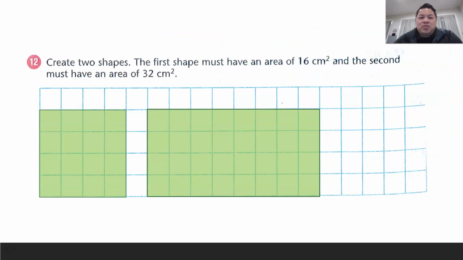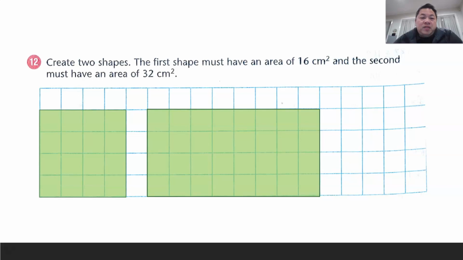Next one, you're supposed to create two shapes that have an area of 16 cm square and 32 cm square. So I have done it this way. A 4 by 4 is also a square, and a square is actually also a rectangle, isn't it? So it's a very special rectangle. And then I have also created a 4 by 8 rectangle, which gives me an area of 32 cm square. 2, 4, 6, 8. 8 times 4 is 32, isn't it?